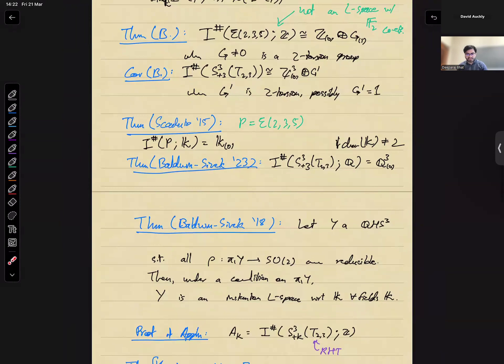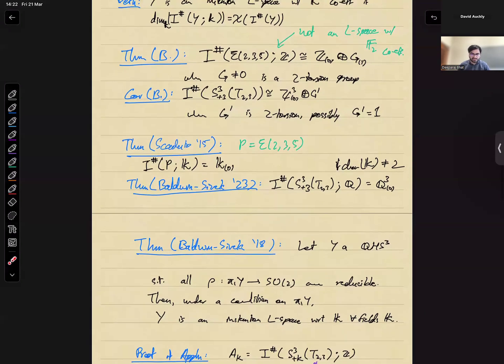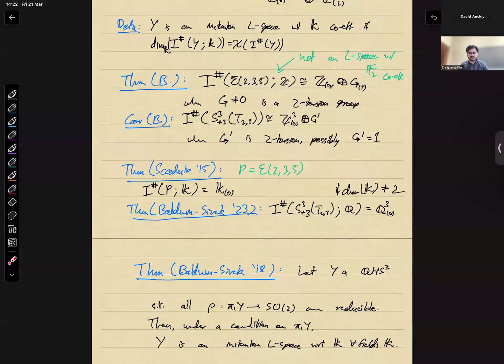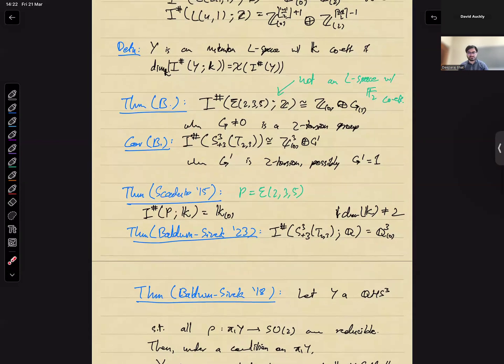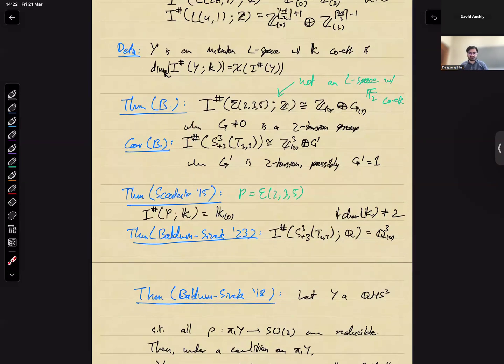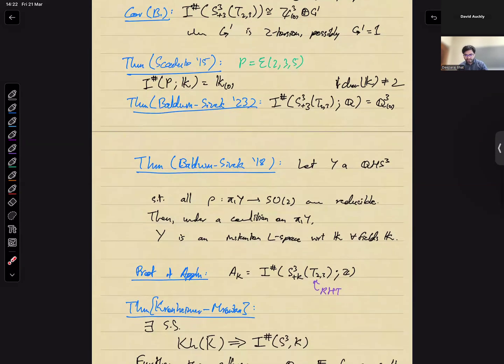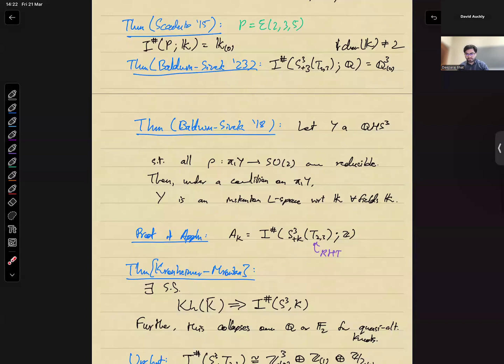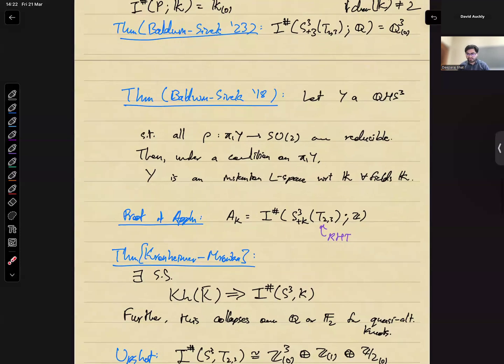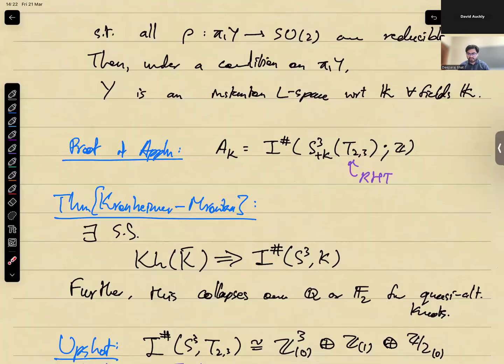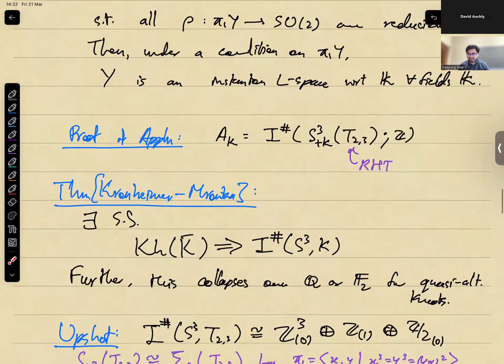So let me first explain how one arrives at these results from the triangle without appealing to anything beyond the formal properties. And then I'll get to the proof of the triangle itself. What we want to do is understand all of these finite abelian groups, and this is the right-handed trefoil. You want to just look at plus k surgeries.